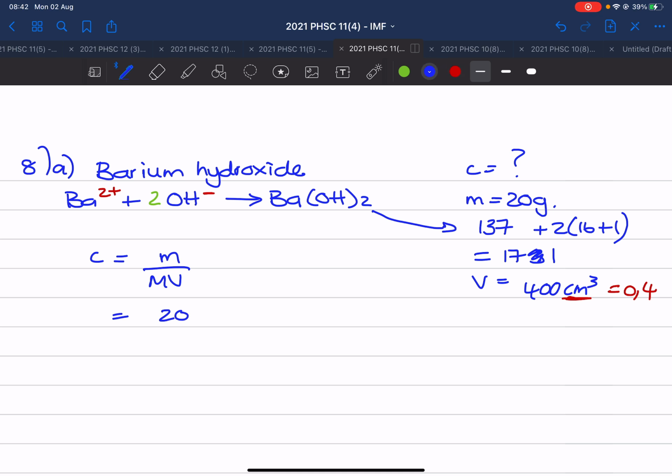So the mass is 20, the molar mass is 171, and the volume is 0.4. And if you calculate that, you get... I'm sorry. I'm slowing down a bit. So that gives you 0.29 moles per decimeters cubed.